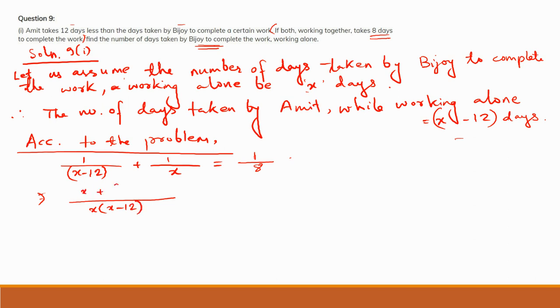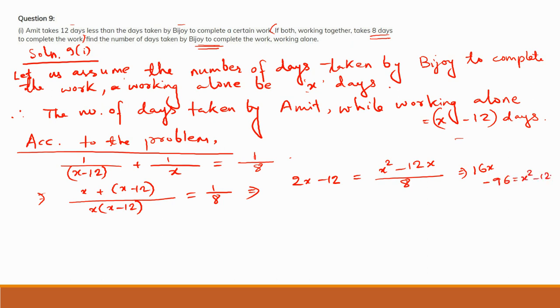this should be 1 by X plus 1 by X minus 12 equals 1 divided by 8. 2X minus 12 over X square minus 12X equals 1 by 8, which is 16X minus 96 equals X square minus 12X. So this is X square minus 28X plus 96 equals 0.